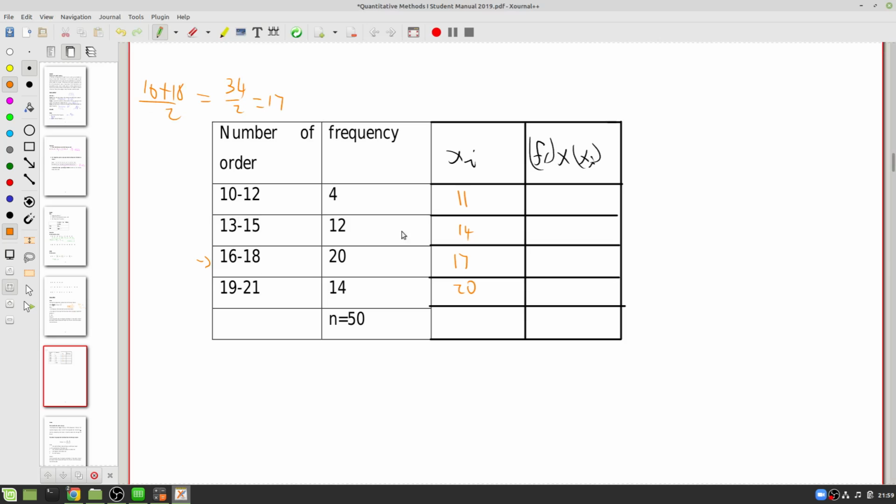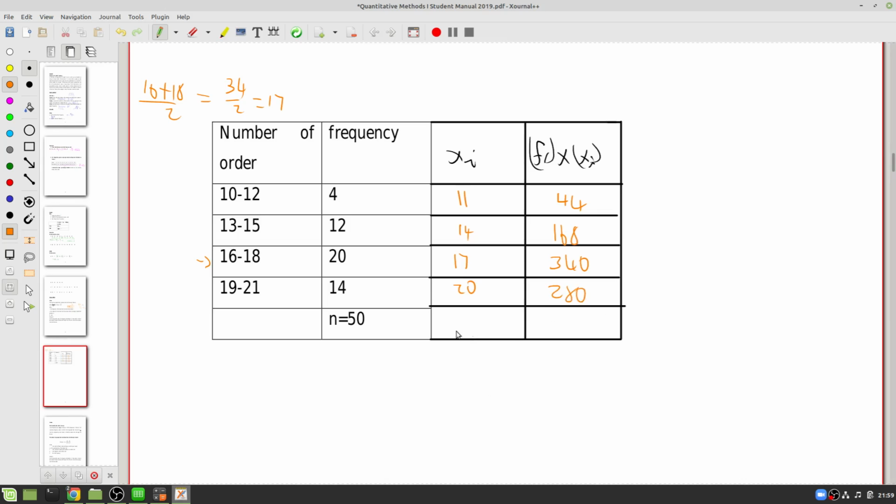So we see our intuition was correct. Now we do the multiplication. 4 times 11, 44. 12 times 14, what is that? 144 plus 24, 168. 20 times 17, 340. And 14 times 20 is 280.